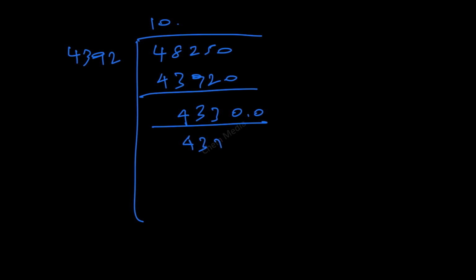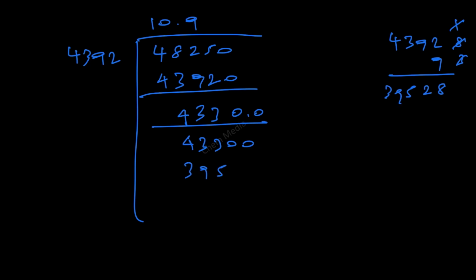So therefore, 43300. Now we can do it 9 times. If we do it 9 times, then it would be 4392 times 9. That would be 9 times 2, 18, remaining 1. 9 times 9, 81 plus 1, 82, remaining 8. 9 times 3, 27 plus 8, 35. So 5, remaining 3. And then 9 times 4, 36 plus 3, 39.